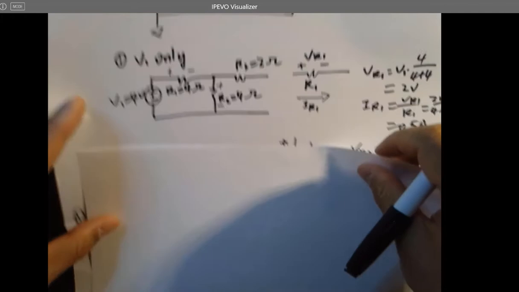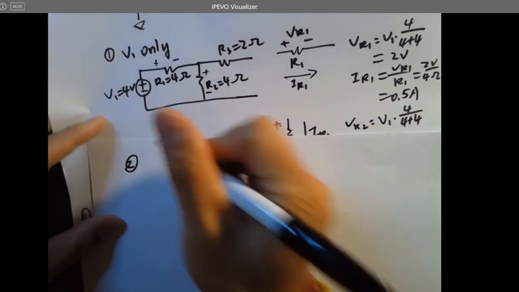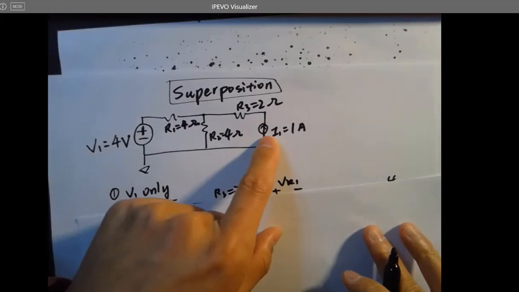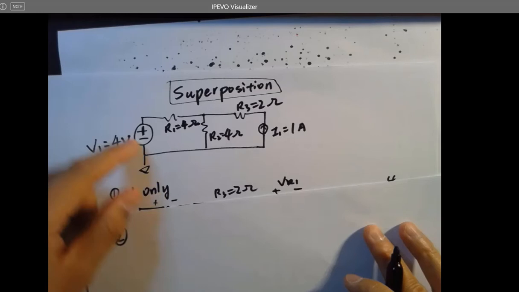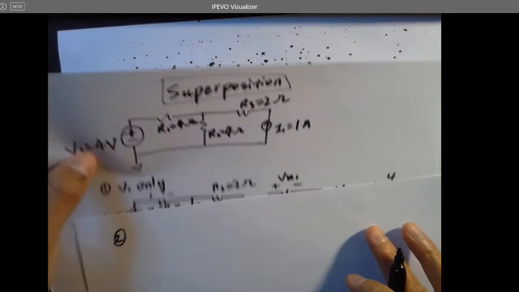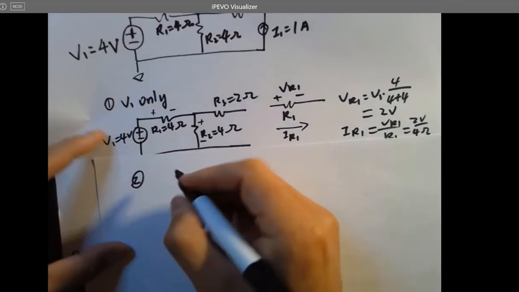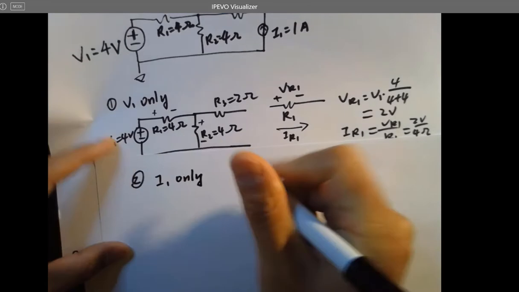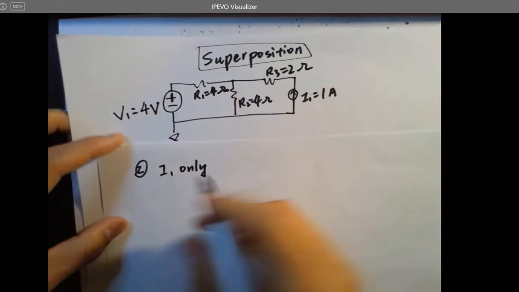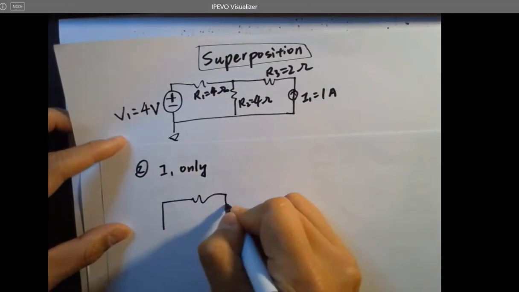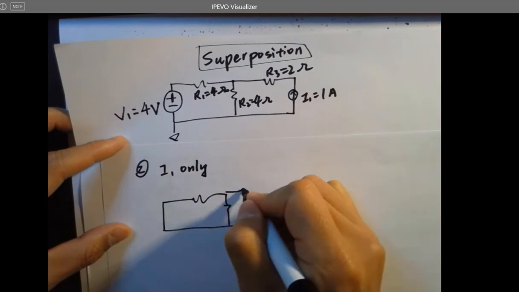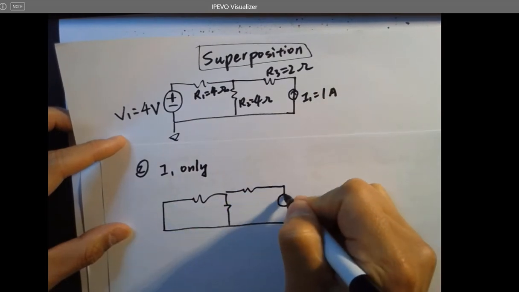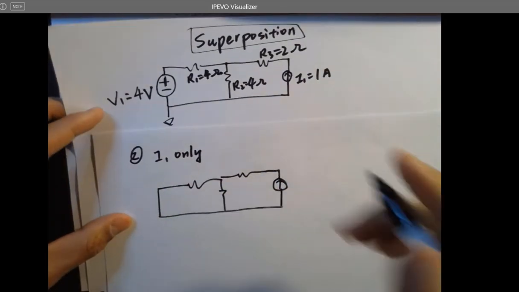For the second case, we should only leave I1 there, but short the other source, which is the 4 volt voltage source. So I1 only. Then this guy is shorted, and this one will be in the circuit, which is R3 I'm talking about.